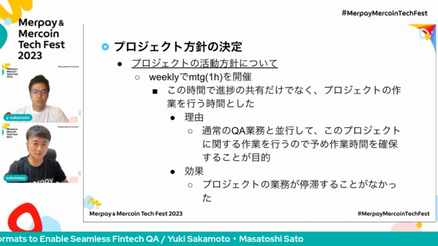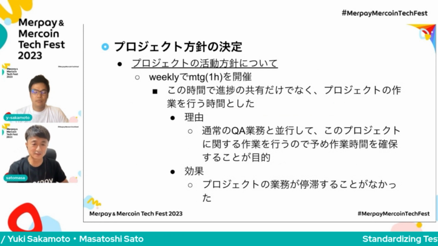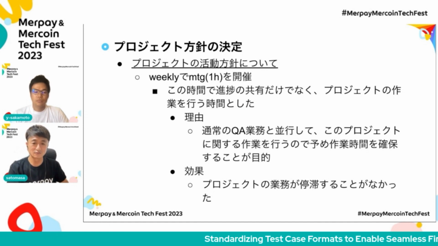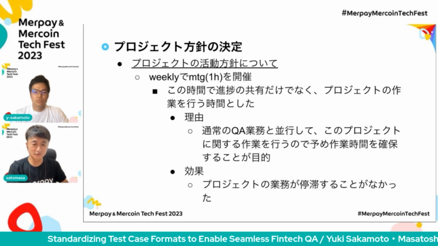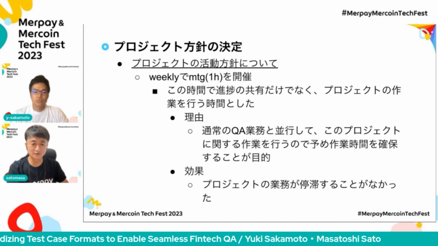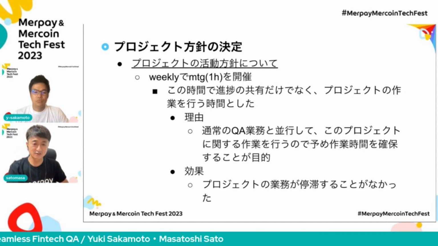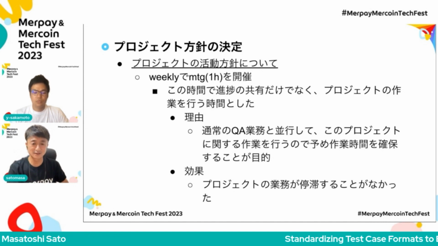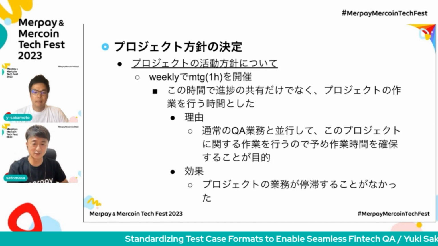We also decided on a policy for project activities. Weekly meetings were held for 1 hour, during which we worked on the project in addition to sharing progress. This was because myself and Mr. Sakamoto were also doing the regular QA work at the same time. So we just wanted to secure time to do this project work in advance. This ensured that project work didn't become stagnant.